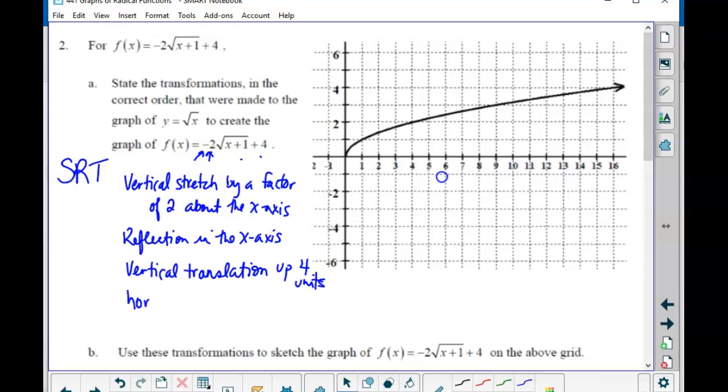And then horizontal translation, remember it's the opposite of what you would think. So if this is plus 1, it's left 1 unit. It makes sense when we were finding the vertex of our parabolas. If it was x plus 1 in the brackets, our x value at the vertex was -1. Same thing here.